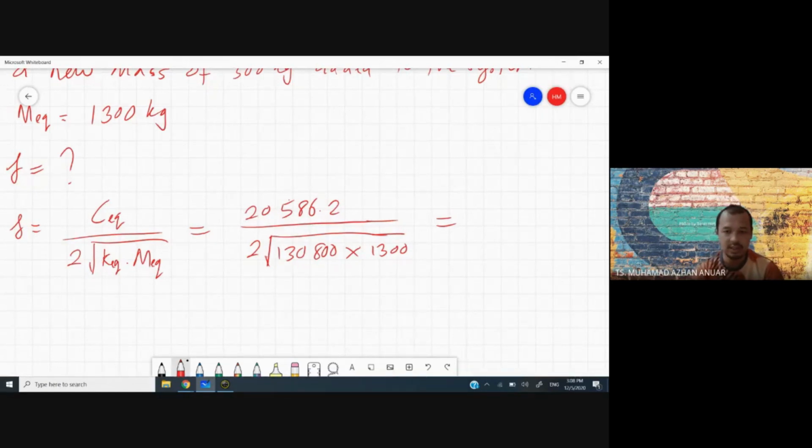Let's calculate it together. 130,800 multiplied by 1300, answer, multiplied by 2. So 20,586.2 divided by the answer. So you get 0.7894. That is the answer for zeta here.